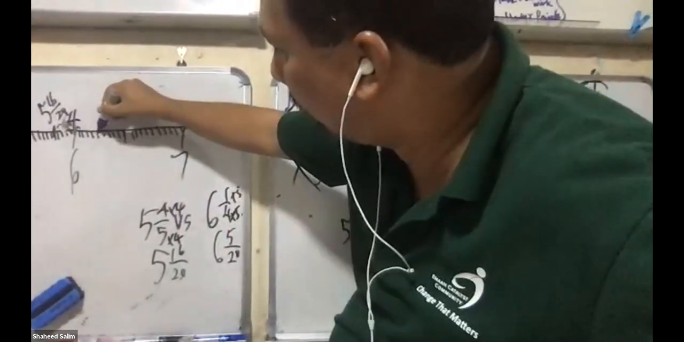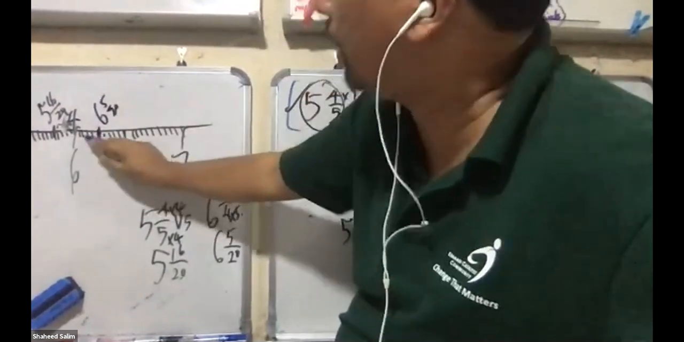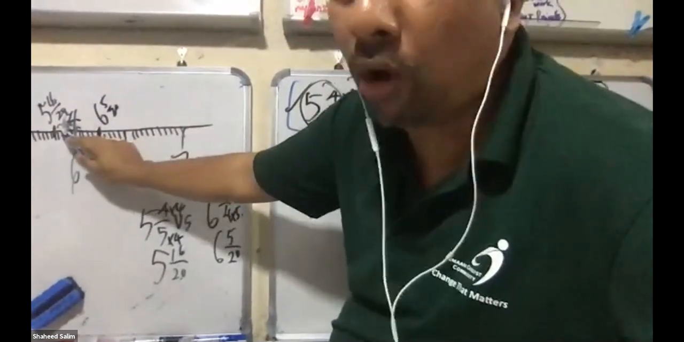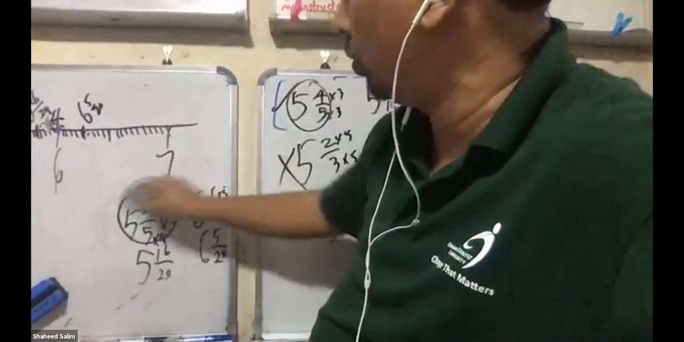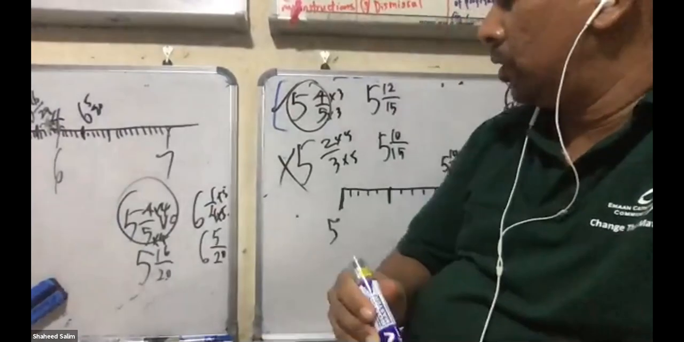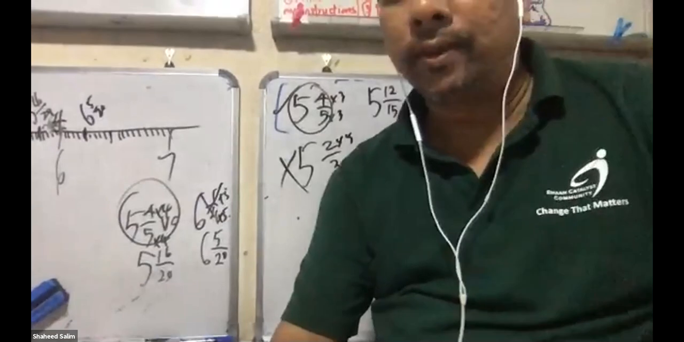1, 2, 3, 4, 5. Somewhere here, 6 5/20. How many parts? 5 parts. So this 4 parts is closer than the 5 parts. So 5 4/5 is the closest, not 6 1/4. And that's how you get it.